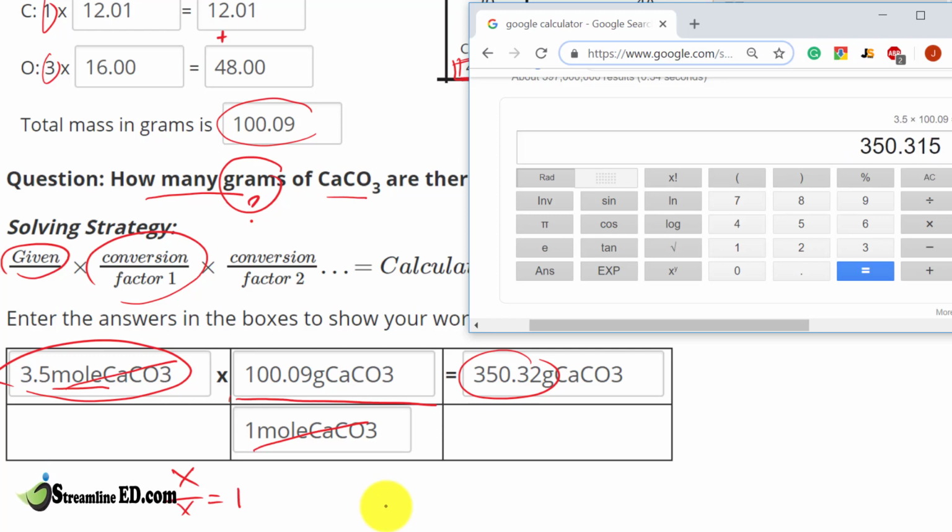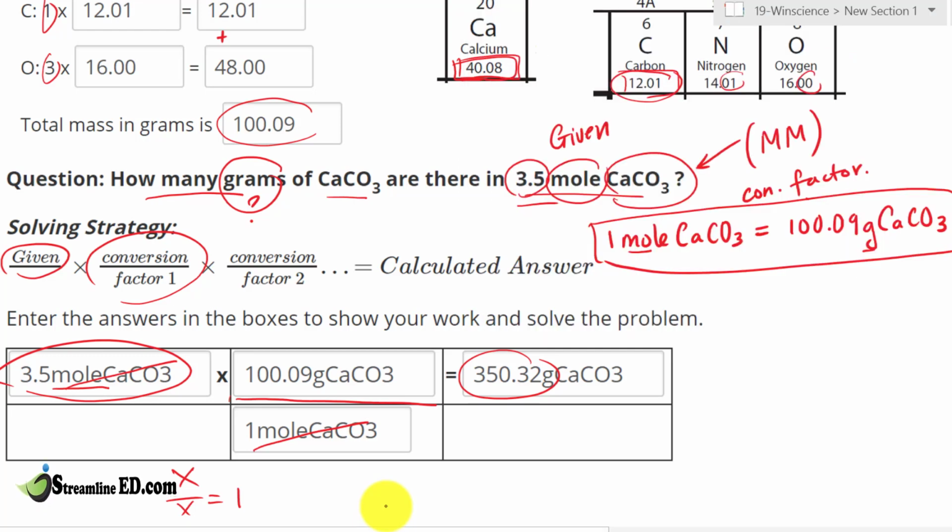And our answer is 350.315. And we're going to round that. Notice how we're going to round at 2 decimal places, so the 5 will make the 1 into a 2. Therefore, our answer is 350.32 grams of calcium carbonate. And notice how the moles is completely gone. It is now only left with grams. And that is exactly what we are solving for: grams of calcium carbonate.